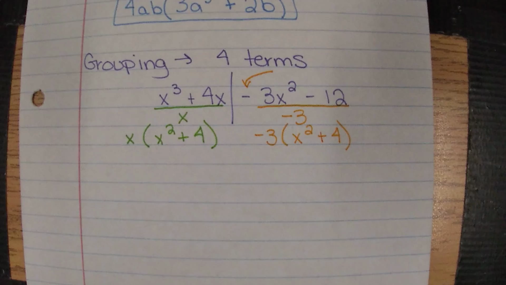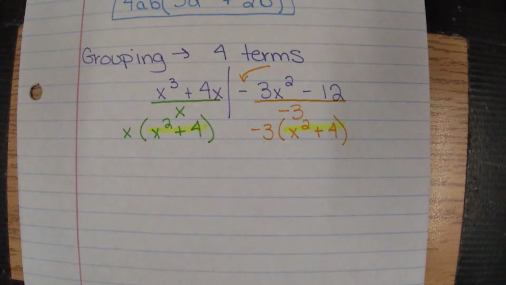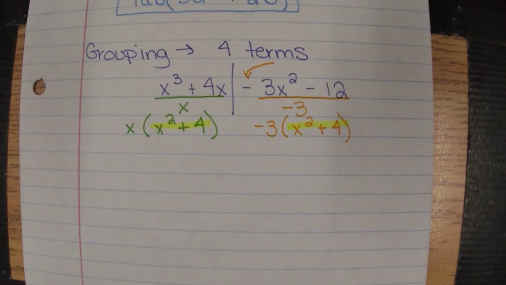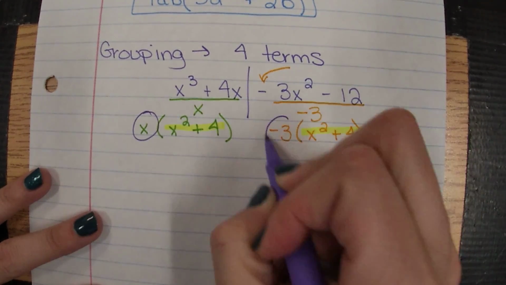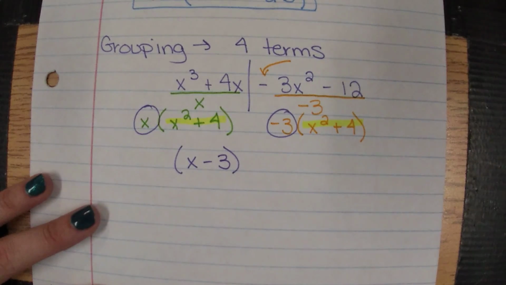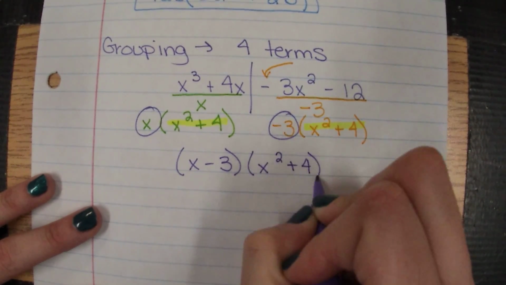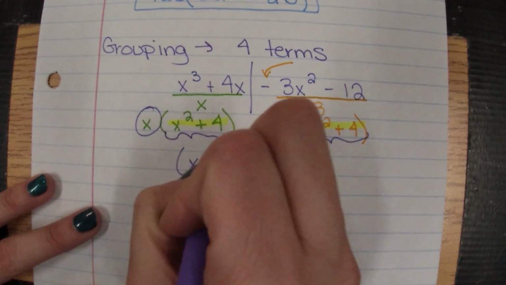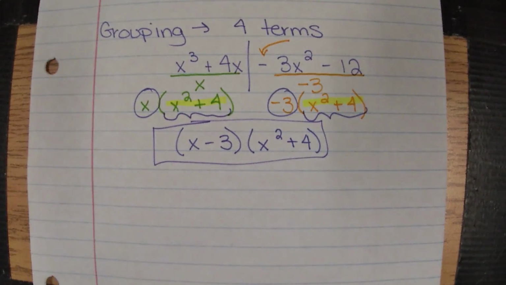And then how often should we be getting these binomials to match? Right, all the time. They have to match. If they don't match, we did something wrong. Because for our final answer, we're then taking our GCFs and putting them together in one binomial. So an x minus 3, and then an x squared plus 4, which is the binomial that they have in common, is our other one. So our final answer is x minus 3 times x squared plus 4.